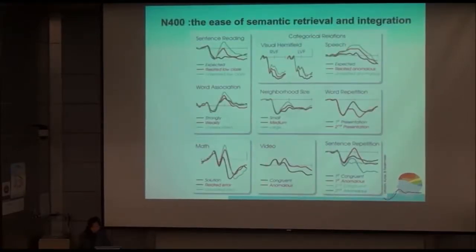Later on, a lot of studies replicated such an effect by manipulating the degree of semantic fit. For example, they manipulated semantic expectancy, or semantic association, or word frequency, or repetition. For those words that are easier to retrieve or to integrate into the context, they will show a much reduced N400. So a lot of studies support that the N400 can be used to reflect the ease of semantic retrieval and integration.